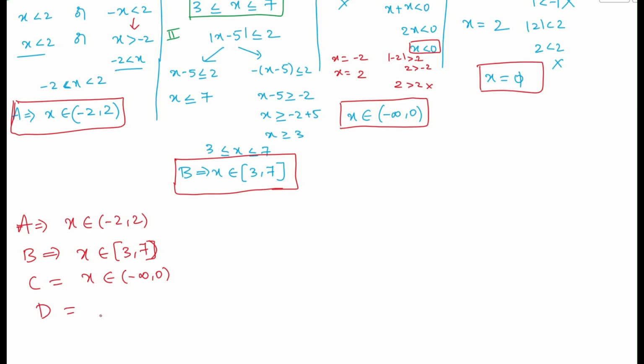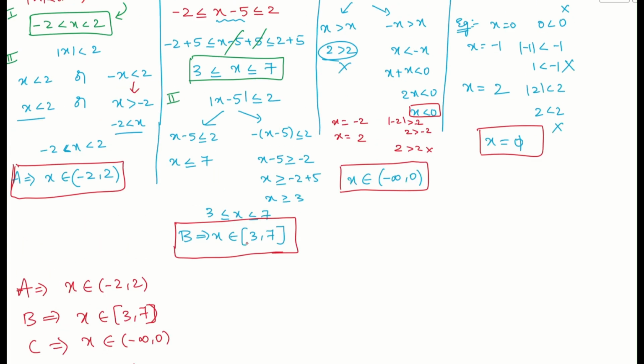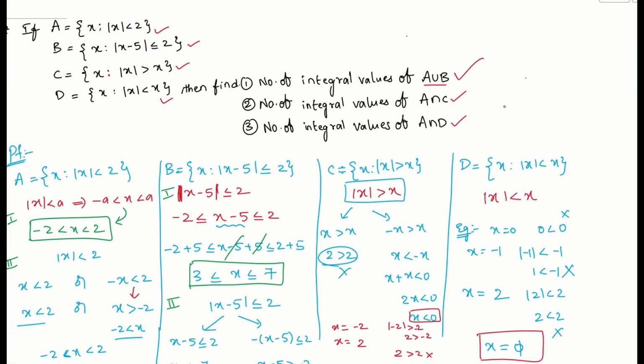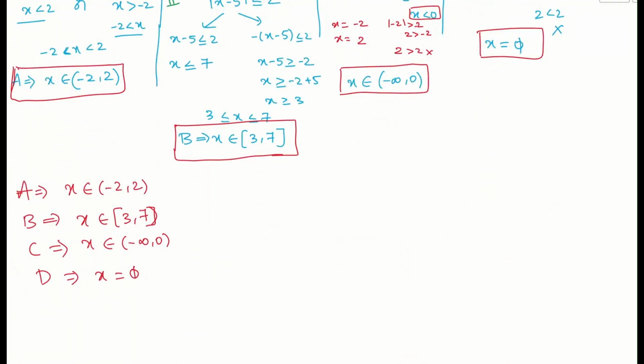D is nothing but what? X is equal to the empty set. These are the values of A, B, C, D. So what is the first question given here? We need to find A union B, and the integral values of that. What we want to do is A union B.